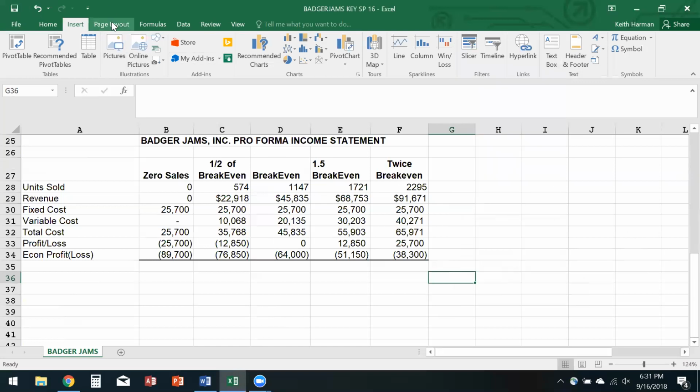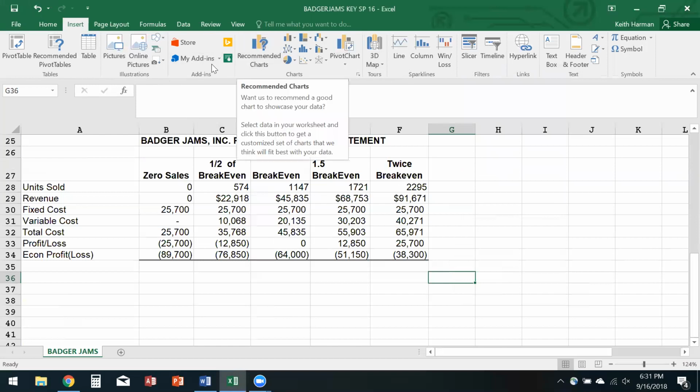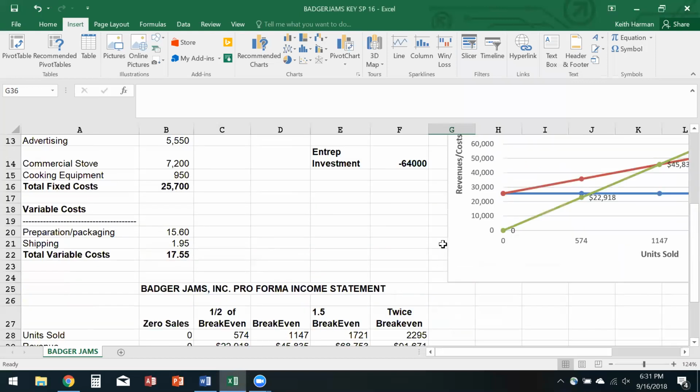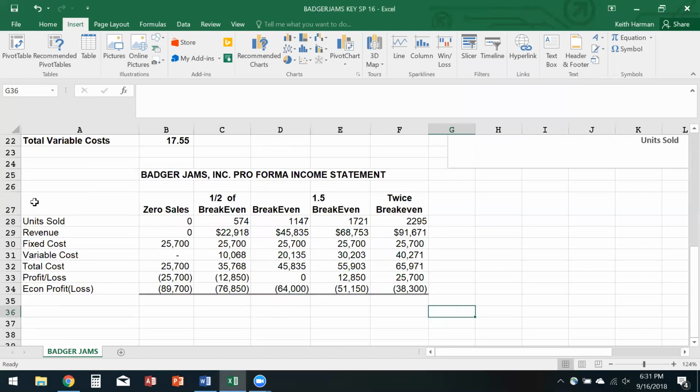Now let's see here. I don't want a table. Got recommended charts, and go over there. Well, okay. Let's just go ahead and take this.